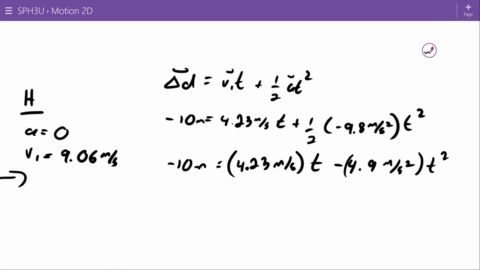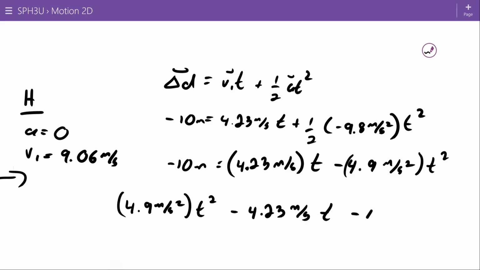Now let's just be a little careful here. Let's just look at this. We've got a t and we've got a t squared and we've got a constant term. That means this is a quadratic. And we don't have any zeros to work with and we've got lots of decimal places. So the easiest way to solve this quadratic is going to be to use the quadratic formula. Before I can use that though, I have to get everything on one side. So let's move everybody over to the left. So I got 4.9 meters per second squared t squared minus 4.23 meters per second t minus 10 meters, and all of that is equal to 0.